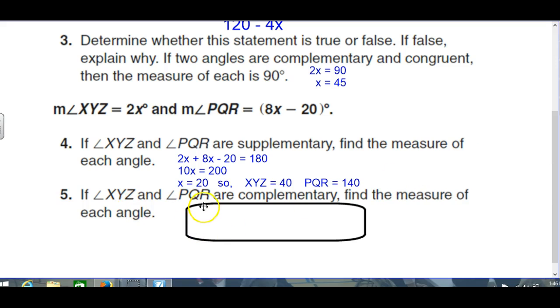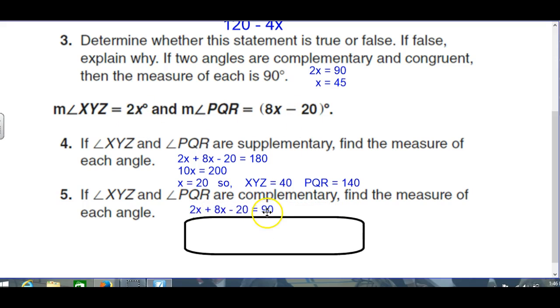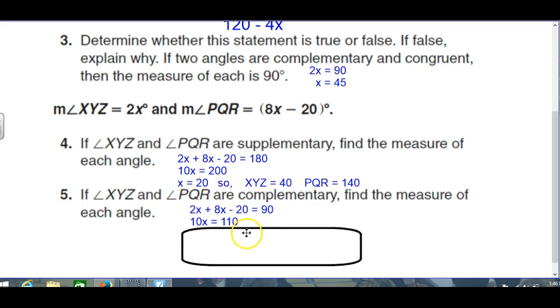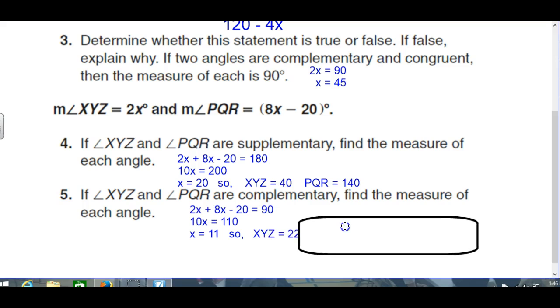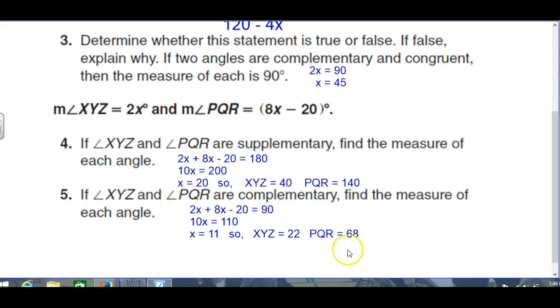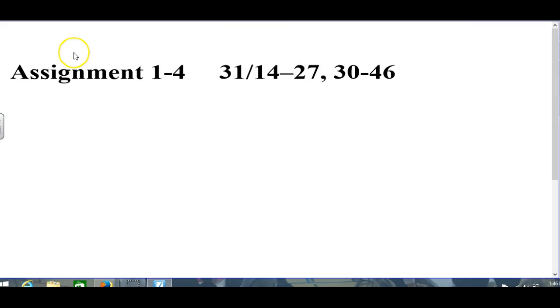Finally, if these two are complementary, we're now going to take the sum of these two, and it is equal to 90. When we combine like terms, we have 10x, move that 20 over, equals 110, and so x equals 11. We're going to substitute that back in. 2 times 11 is 22 for angle XYZ, and for angle PQR, plug that 11 in here, and you end up with 68 degrees. 68 plus 22 is 90. And you're ready to go. Have fun.